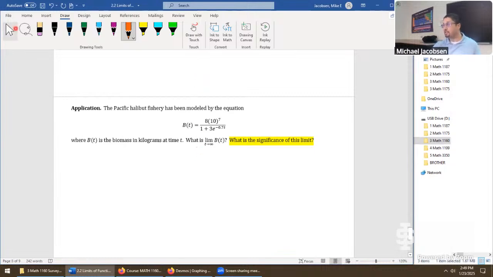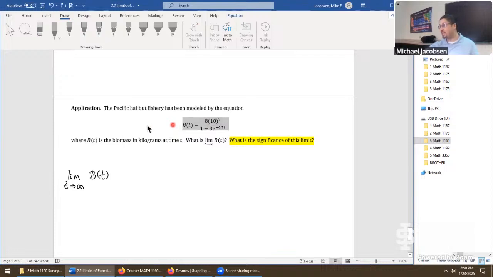First, we'll just take on the limit. Let me copy it down here. It's the limit as time goes off to infinity of B of t. It's a weird quantity to calculate because the Pacific halibut fishery is not going to last for all of time, and this is saying time going off to infinity. What we're really trying to say is what's going to happen to the biomass of your halibut fishery in the long run when we say t goes to infinity. What's happening to the model in the very long run, or what is the horizontal asymptote of that function, is essentially what we're trying to ask.